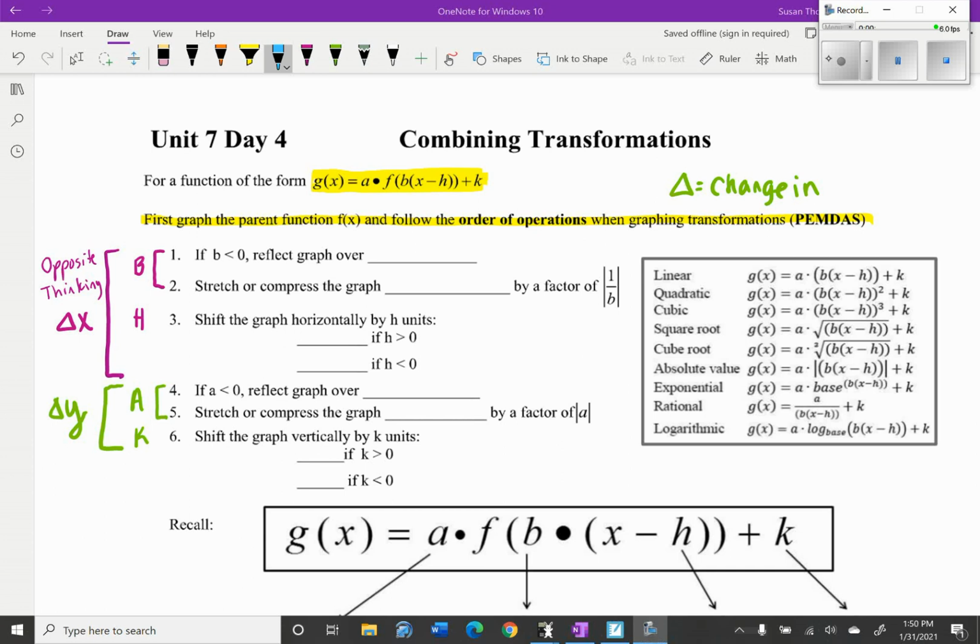Today we're going to talk about combining transformations. So we're going to look at the order of your transformations and also writing them out, and then the next day we'll talk about graphing them.